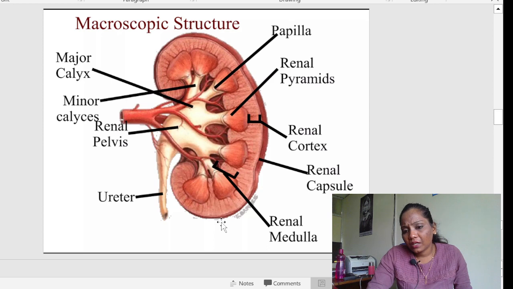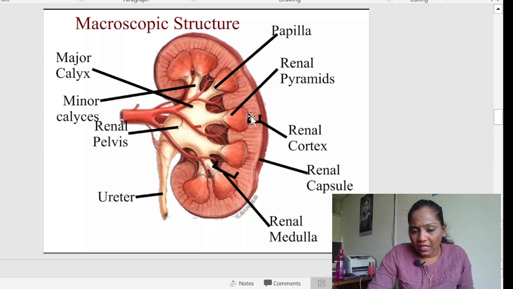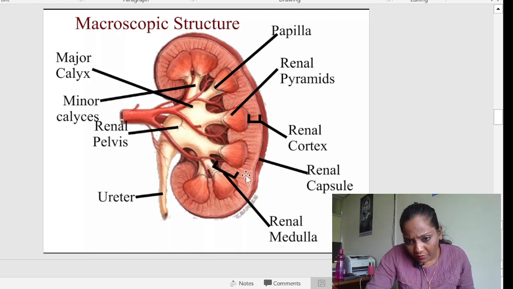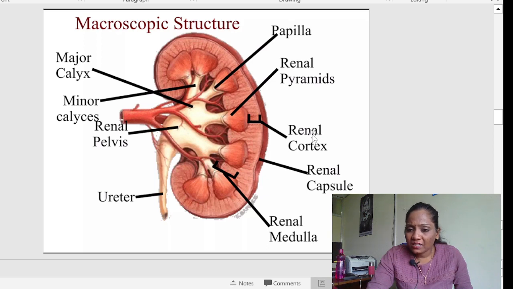Outermost covering layer, we call it a renal capsule. Outermost layer, we call it a renal capsule, and the innermost layer... we can see the space in between the pyramids, the renal pyramids. That space is called the renal medulla. And in between the renal capsule and renal medulla, the space-occupying place is called the renal cortex.